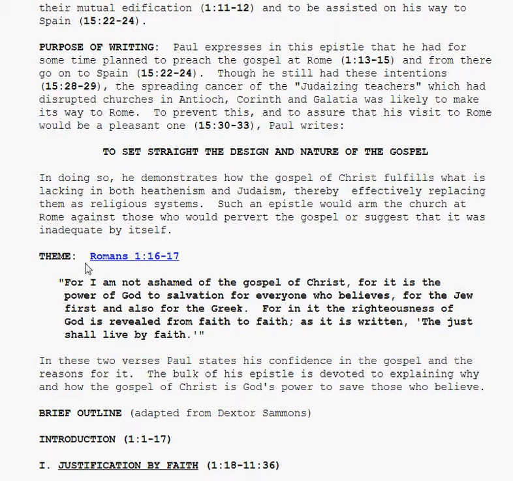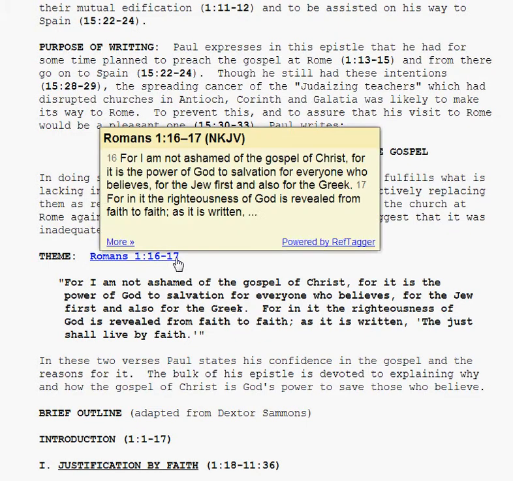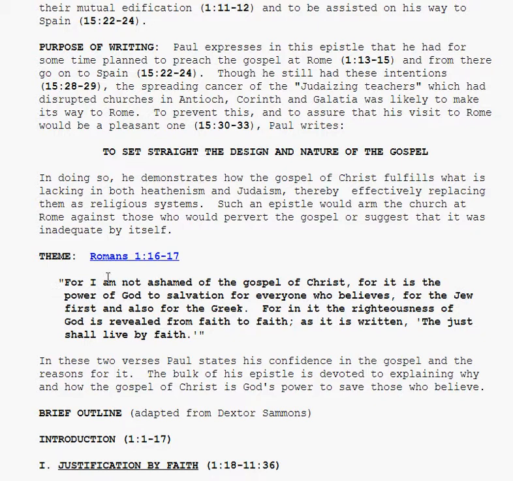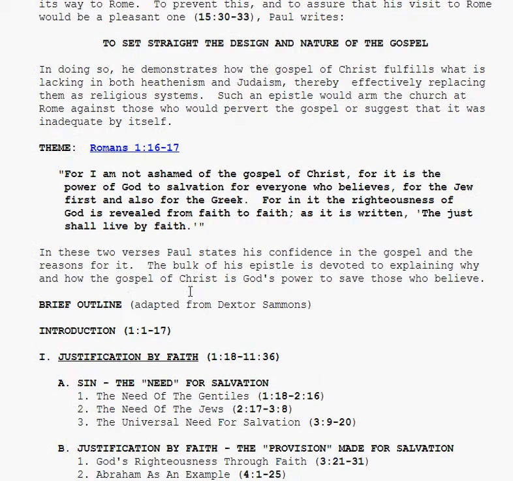So let me just read this. Romans 1:16-17. And "for I" here refers to Paul, because Paul's writing. So, "For I, Paul, am not ashamed of the gospel of Christ, for it is the power of God to salvation for everyone who believes, for the Jews first, and also for the Greeks. For in it the righteousness of God is revealed from faith to faith, as it is written, 'The just shall live by faith.'"